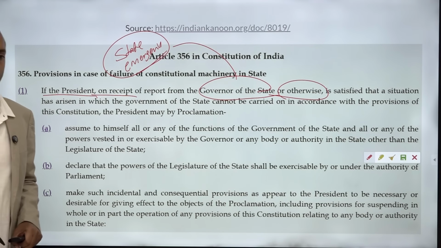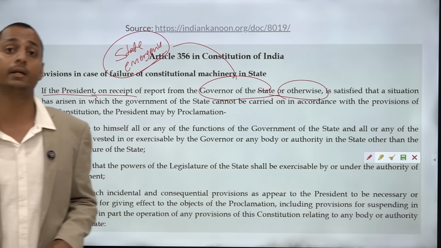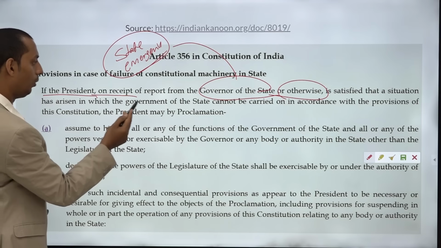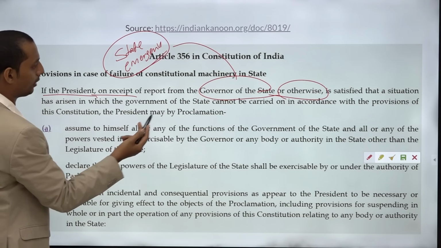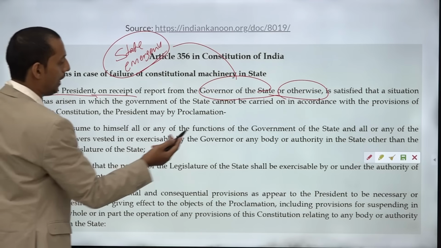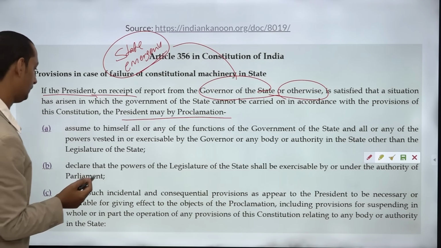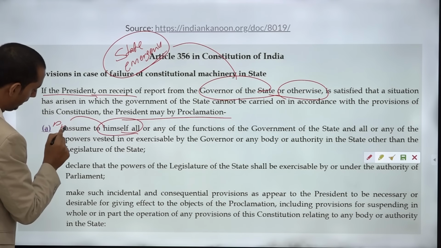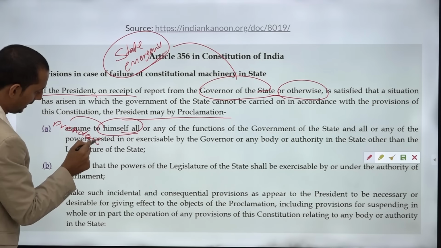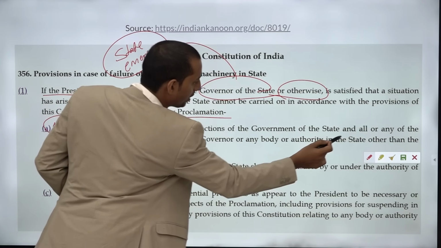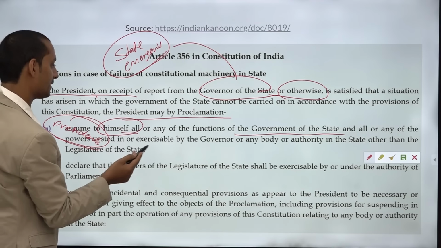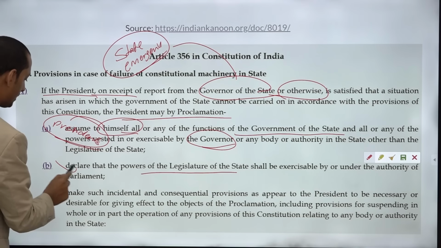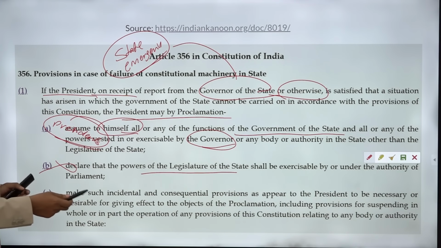But then what about the first part? It says that the union government can take over. But what does the article specifically say? If the president, on receipt of the report, is satisfied that the situation is such that the government of the state cannot be carried on in accordance with the provisions, the president may by proclamation assume to himself, that means assume to the president, not the union government, any of the functions of the state or all the powers vested in or exercised by the governor. Declare that the powers of the legislature of the state shall be exercisable, and make any incidental and consequential provisions.